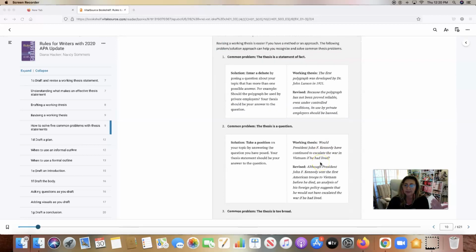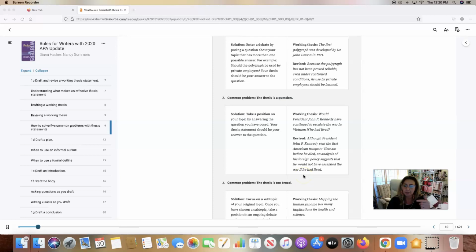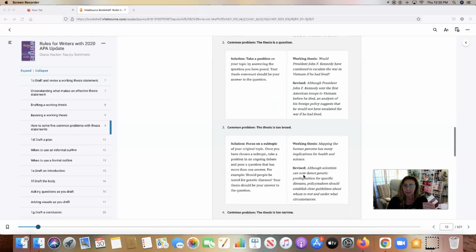Another problem with a thesis is that it just poses a question, and that's not enough as a thesis. Would John F. Kennedy have continued to escalate the war in Vietnam if he had lived? The revision would be, although President John F. Kennedy sent the first American troops to Vietnam before he died, an analysis of his foreign policy suggests that he would not have escalated the war if he had lived. So if you have proof to back that up and you could take that position, that's a really good thesis.